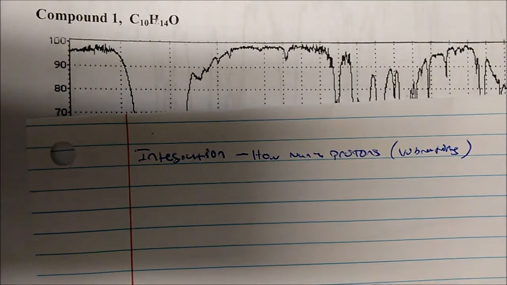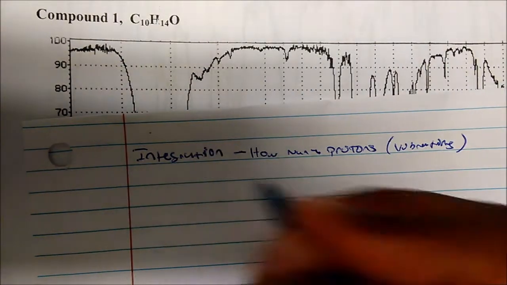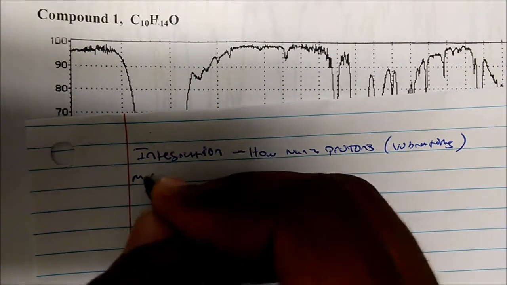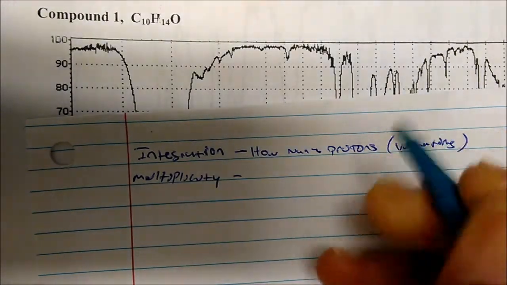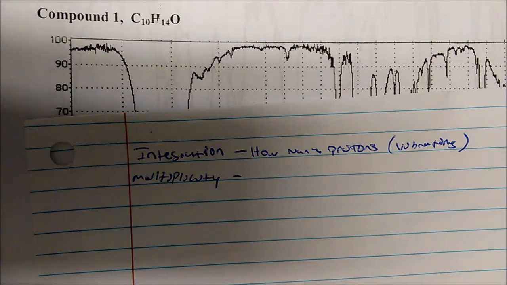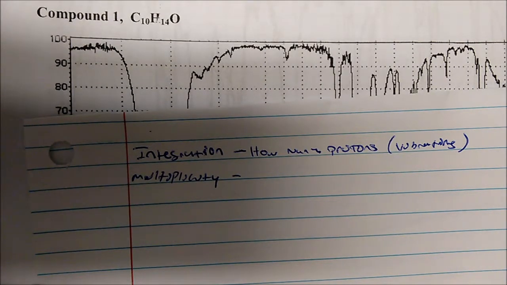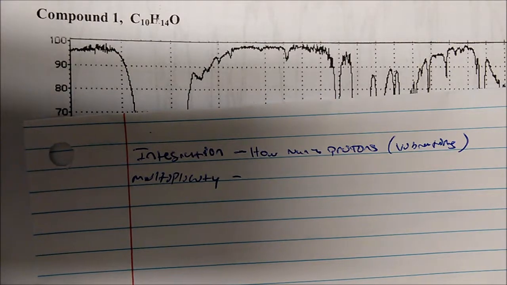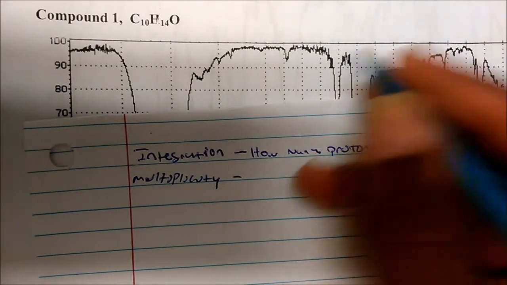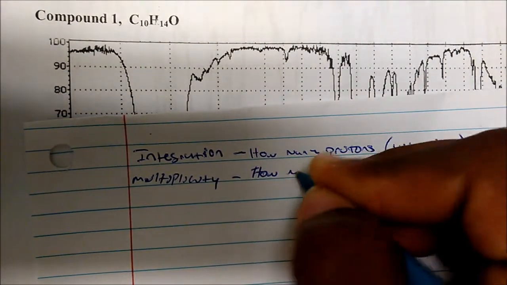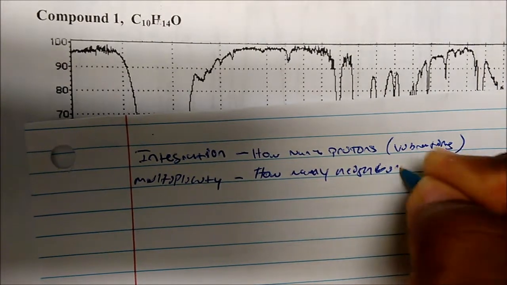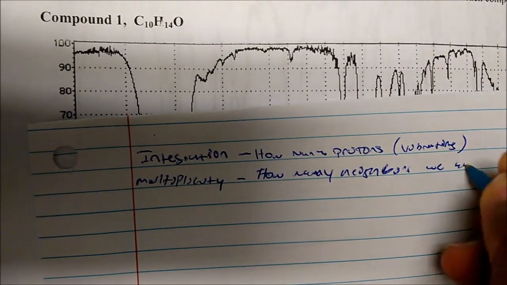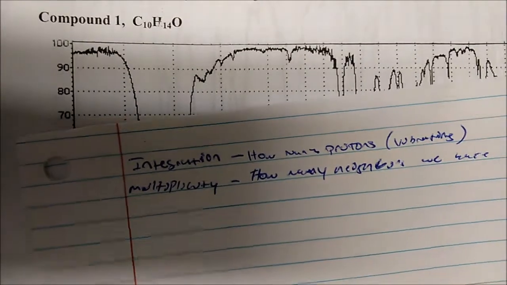And then the second most important thing that you need to know is looking at the graph and the multiplicity, which we explained in a previous video. If you guys want to go ahead and check it out. So the multiplicity, how many splits are we seeing? The multiplicity essentially tells us how many neighbors we have. That's what multiplicity tells us.